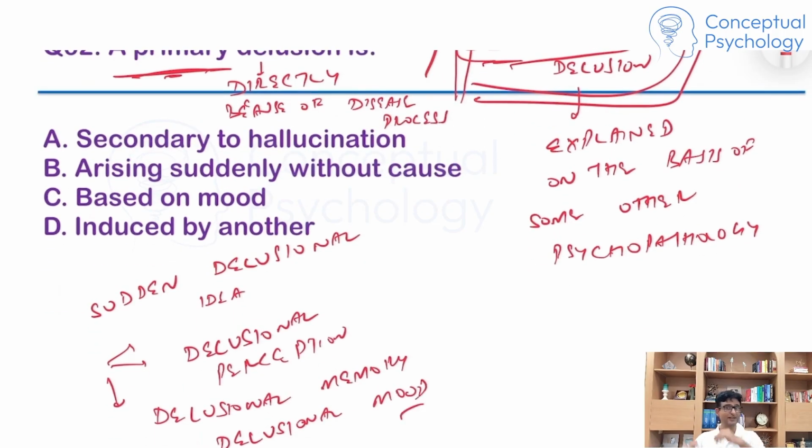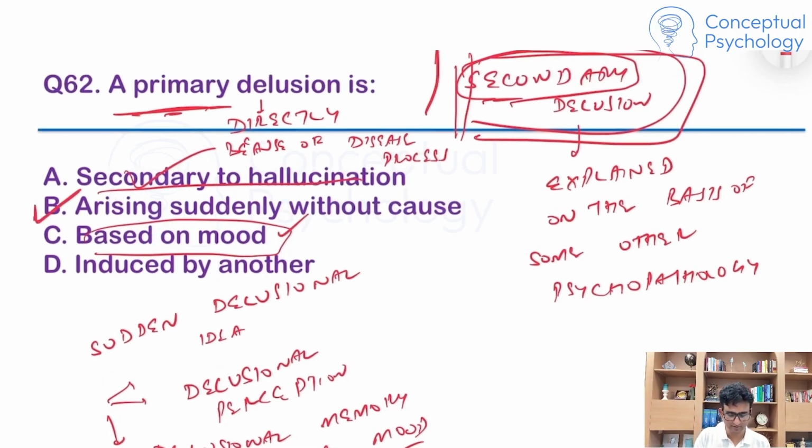So anything which can be explained on the basis of some other symptom becomes a secondary delusion. If it is developing secondary to hallucination, it's a secondary delusion. If it is based on mood, for example, a patient has severe depression and develops a nihilistic delusion that all my internal organs are rotten, this nihilistic delusion can be explained on the basis of his depressed mood. So it is also a secondary delusion. Arising suddenly without any explainable cause would be the definition of primary delusion.